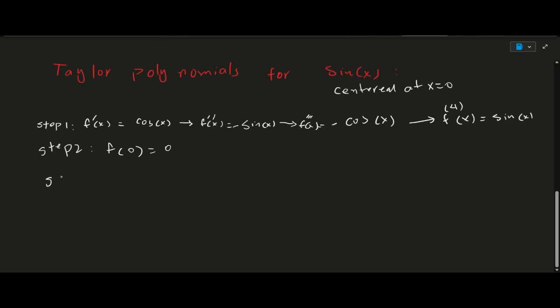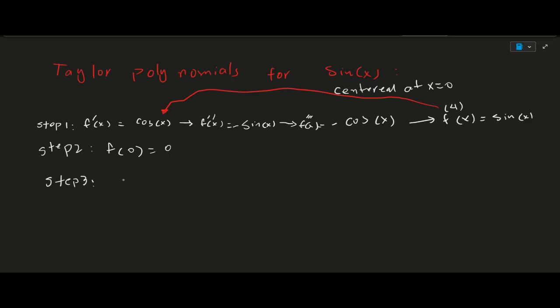Now, step 3, let's evaluate. When we arrived at the fourth derivative, we realized that we're going to do a cycle. So we're going to go back to here, basically. After every fourth derivative is going to be the same as the original. So basically, the fifth derivative is cosine, the sixth derivative is negative sine, and so on and so forth. It repeats.